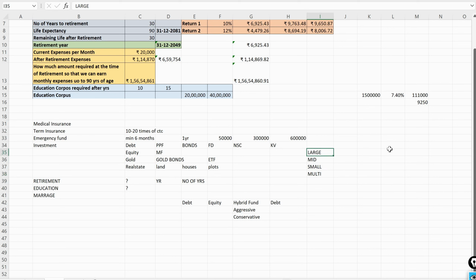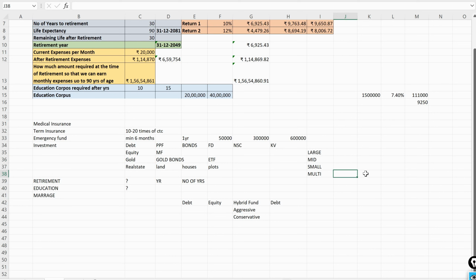Suppose in large cap, how much we have to invest? Suppose a person is now at the age of 30, then how much can he invest in large cap, what is the percentage he can put in mid cap, small cap and multi cap?